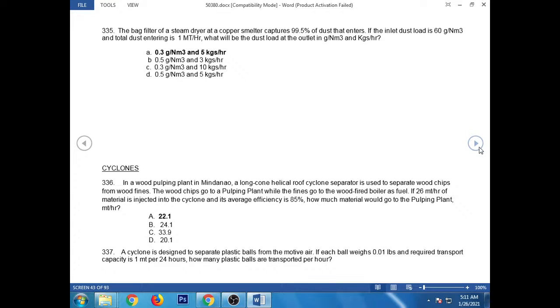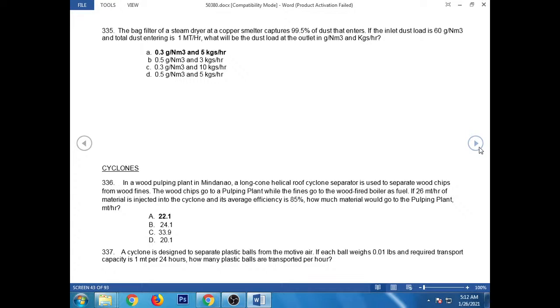Cyclones. In a wood pulping plant in Mindanao, a long cone helical roof cyclone separator is used to separate wood chips from wood fines. The wood chips go to a pulping plant while the fines go to the wood-fired boiler as fuel. If 26 MT per hour of material is injected into the cyclone and its average efficiency is 85%, how much material would go to the pulping plant in MT per hour?